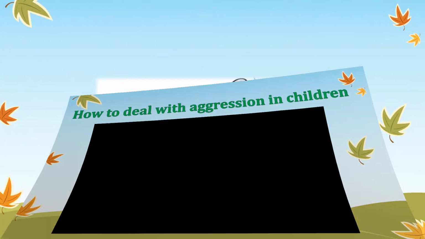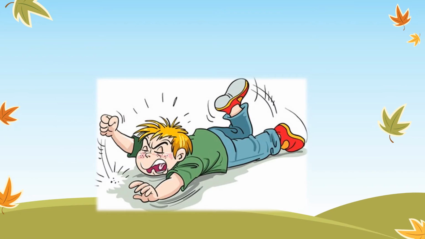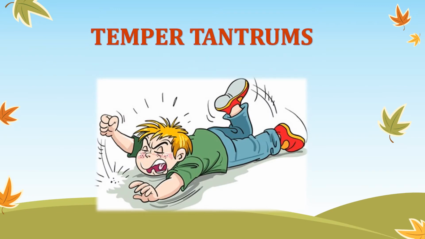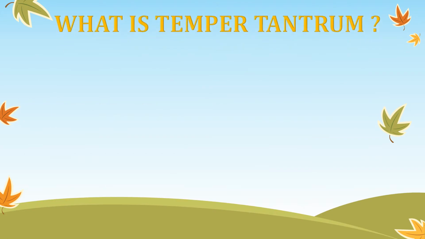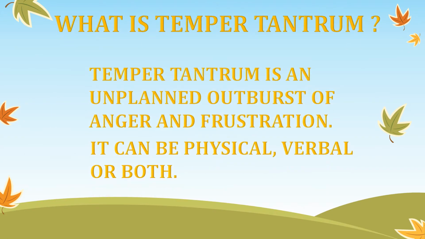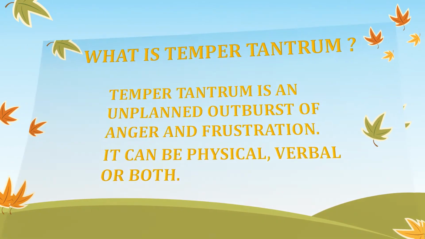Moving on to the next topic, temper tantrums. What is a temper tantrum? A temper tantrum is an unplanned outburst of anger and frustration. It can be physical, verbal, or both. A child may act out, be disruptive, and display unpleasant behavior because they want or need something they can't express with words.